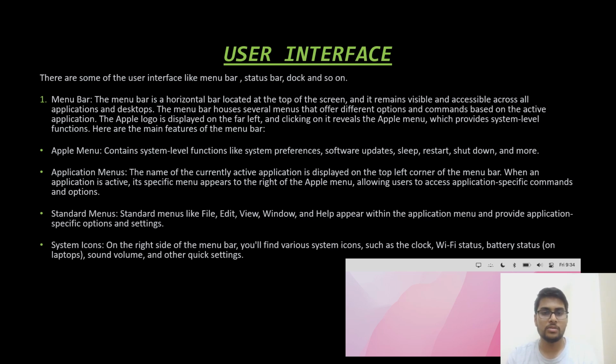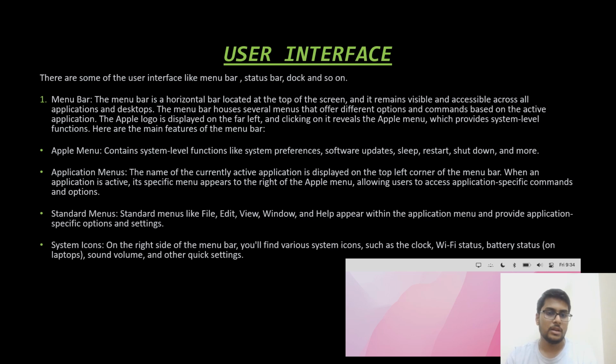The menu bar houses several menus that offer different options and commands based on the active application. The Apple logo is displayed on the far left, and clicking on it reveals the Apple menu, which provides system-level functions. Here are the main features of the menu bar. Apple menu contains system-level functions like System Preferences, software updates, sleep, restart and shutdown, and more.